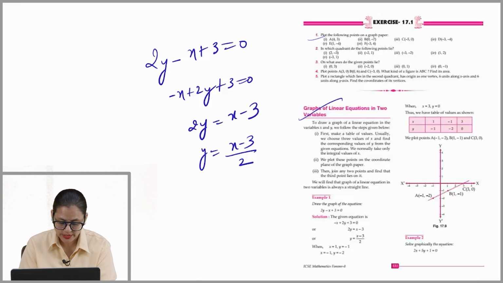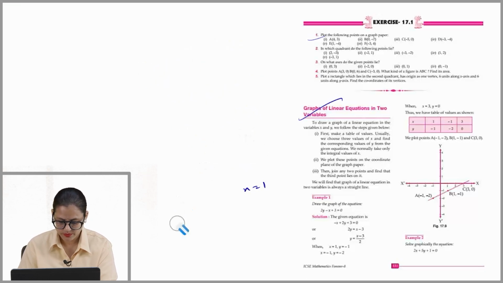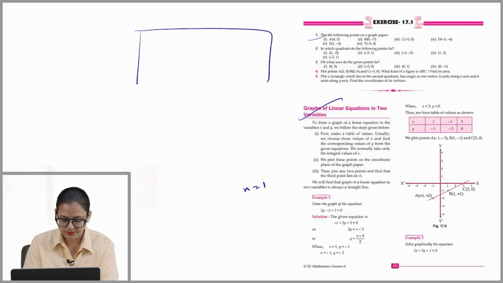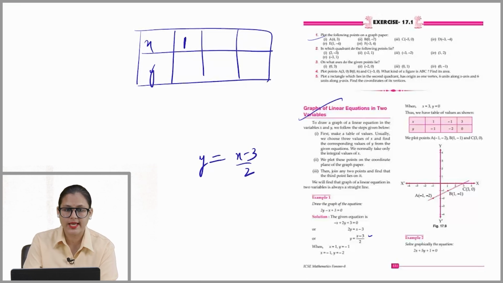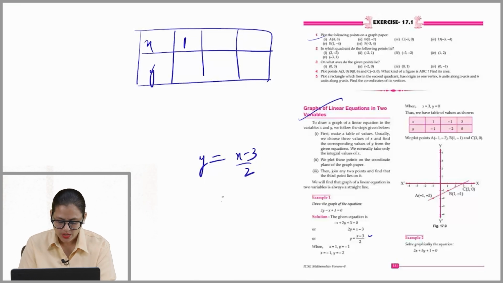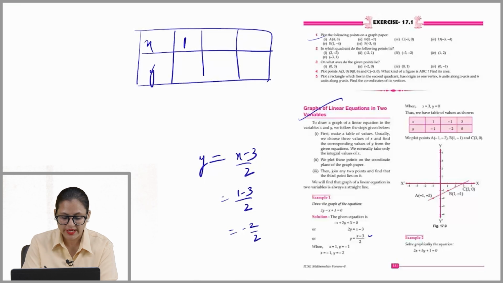Okay. If we put value of x as 1, so what will you get? So, you will make a table here, x and y. So, we had this value y equals (x minus 3) by 2. If you put the value of x as 1, so what will you get here? 1 minus 3 by 2, minus 2 by 2 is what? Minus 1 we will get.